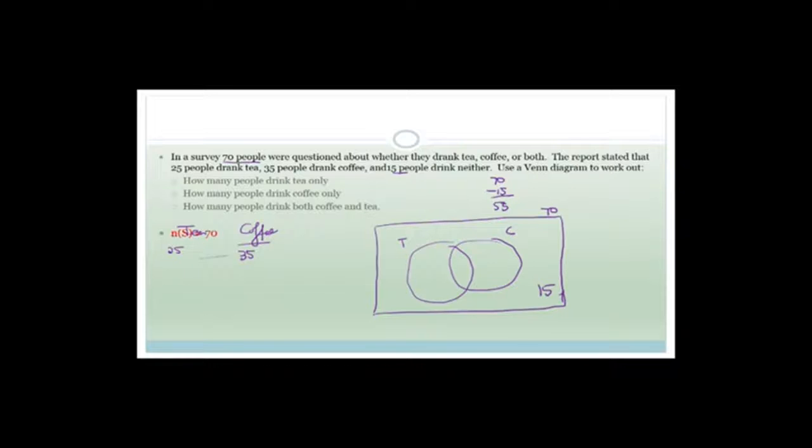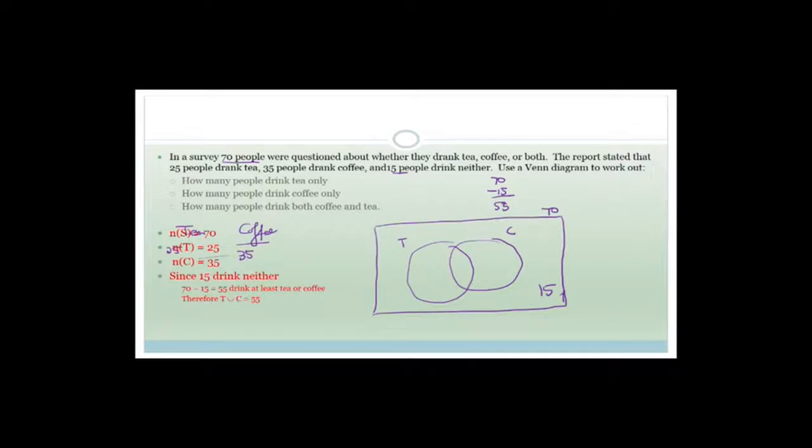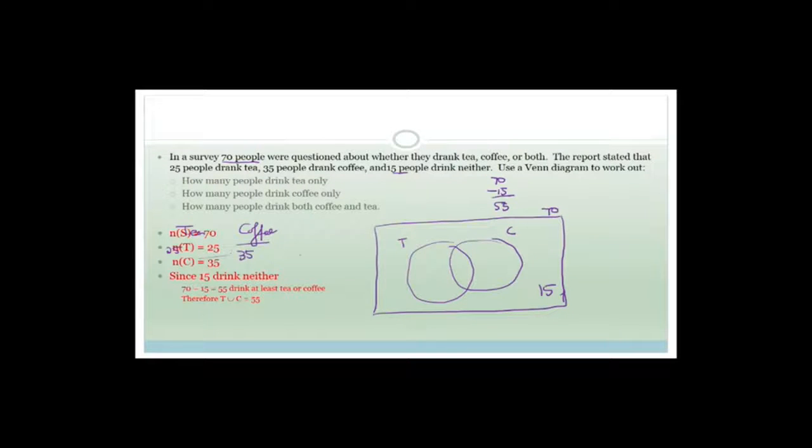Okay, so our sample space has got 70 people. We've already said that. The number of tea drinkers is 25. The number of coffee drinkers is 35, right? Since 15 people drink neither, that means that 70 minus 15 is 55. So 55 people drink at least tea or coffee.